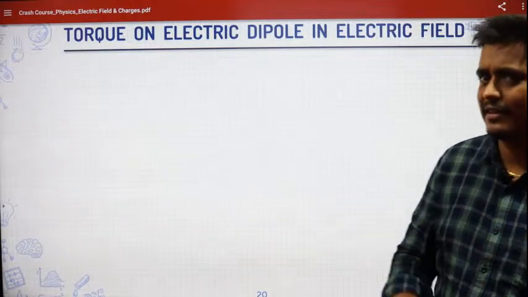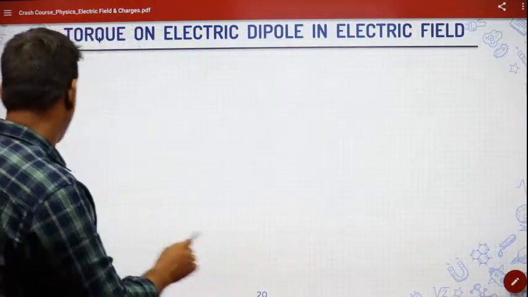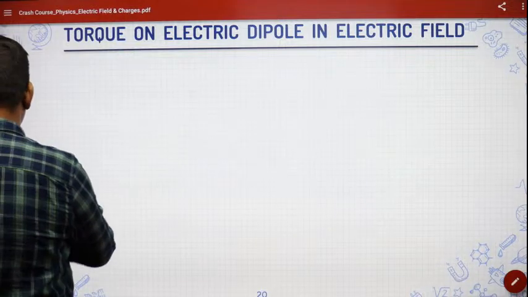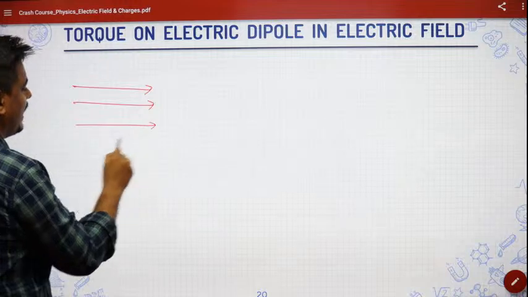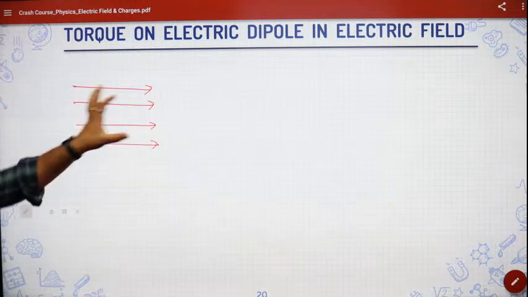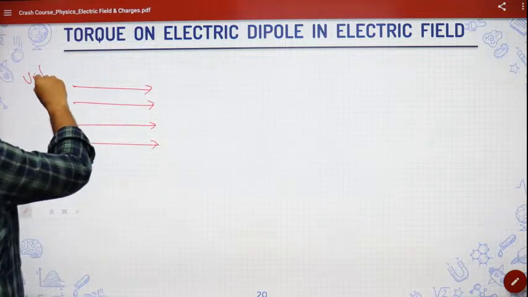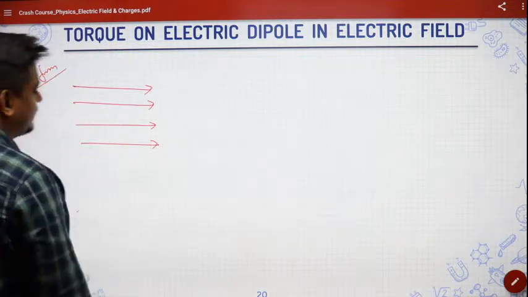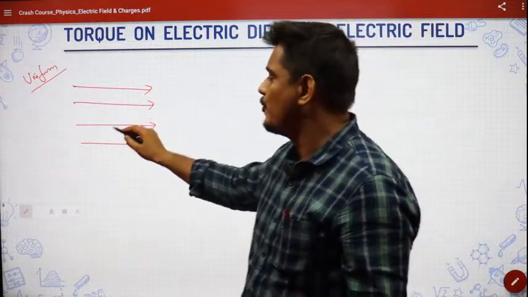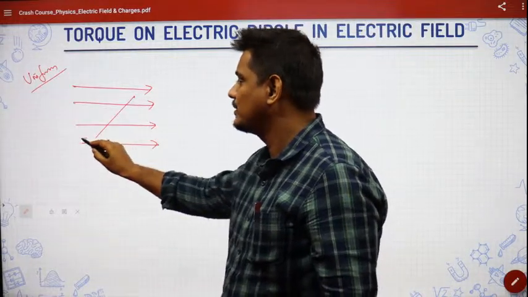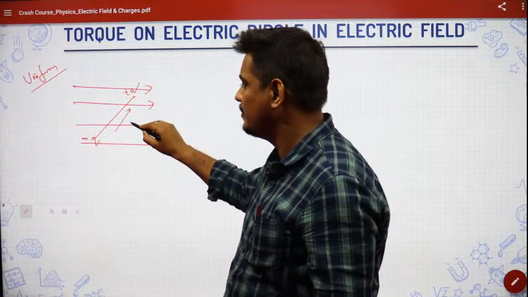So if you have an electric field and you keep an electric dipole inside it, I have two possibilities: the electric field may be a uniform electric field or a non-uniform electric field. First I am taking the uniform electric field. In this uniform electric field, if you place a dipole like this, minus q and plus q, obviously the dipole moment is in this direction, p.